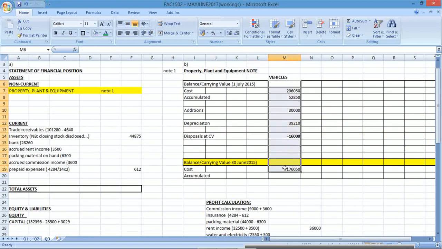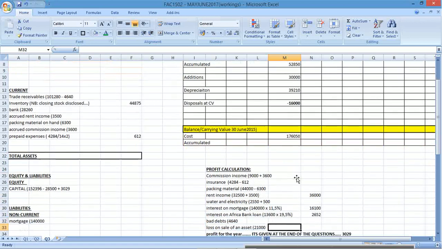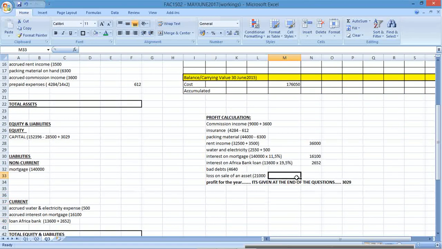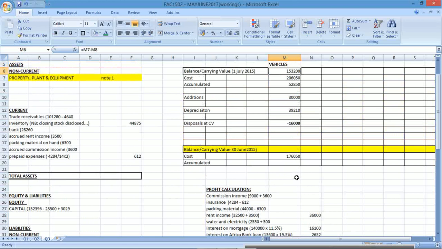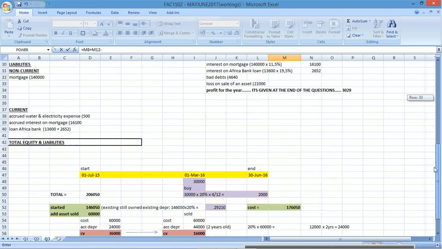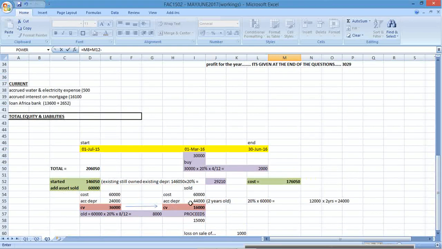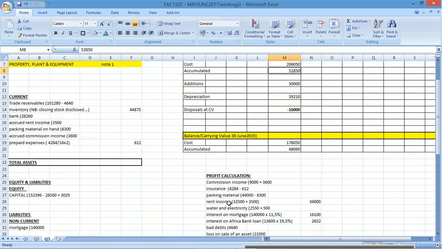We've got the vehicle. The carrying value here would just be this minus that. Cost minus accumulated. Your cost at the end was that. Accumulated at the end would be what? Well, we need to work that out. It'll be what you had at the beginning. So this figure is what I had at the beginning. There's my accumulated plus more depreciation minus the depreciation on the asset that I sold. There, accumulated depreciation on the asset that I sold. Okay, it gives me that balance.